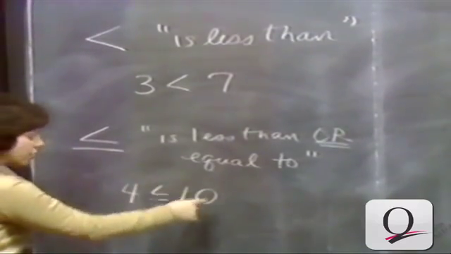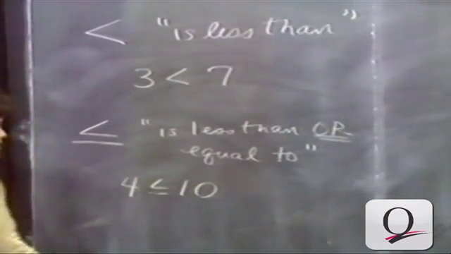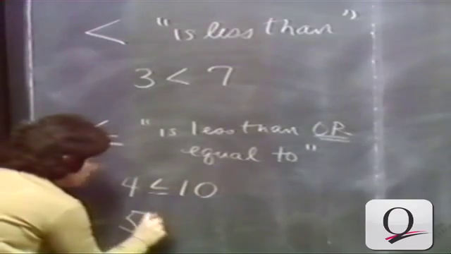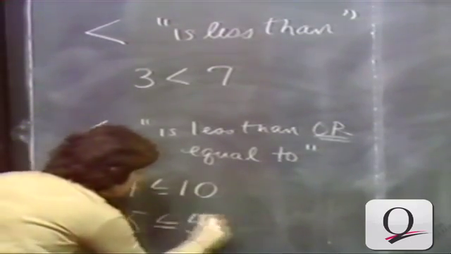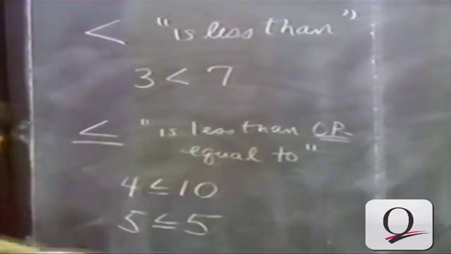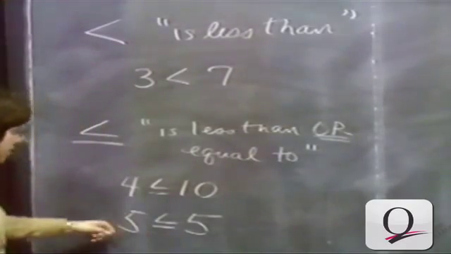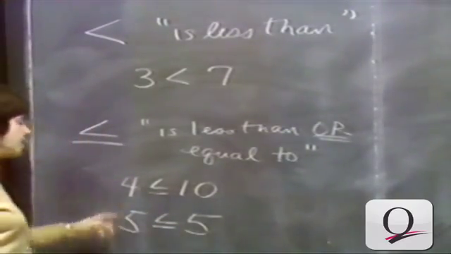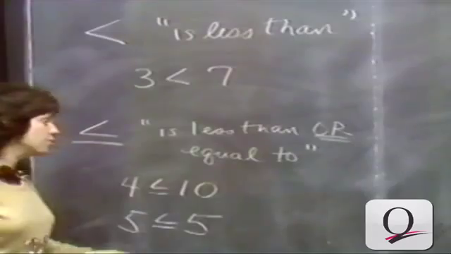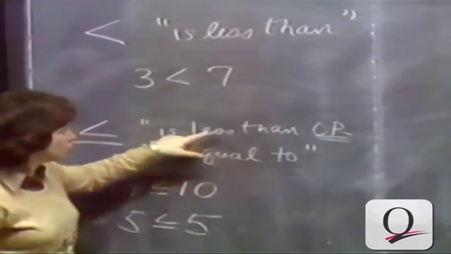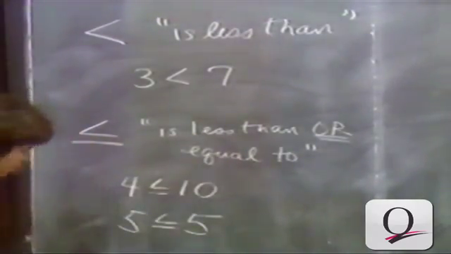4 is less than or equal to 10 because 4 is less than 10. But I could also write 5 is less than or equal to 5. In this case, it's the equality that holds. 5 is equal to 5. Therefore, it is less than or equal to in the sense that it is equal to. Just one of these has to hold.